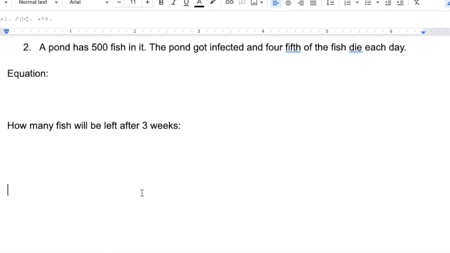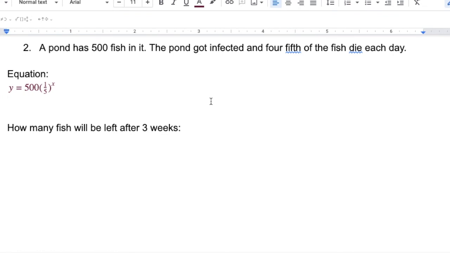All right, next example. A pond has 500 fish in it. The pond gets infected, though, and 4/5 of the fish die each day. Which equation represents this? This is the right equation. Y equals 500 times 1/5 to the power of x. If the pond's infected and 4/5 of them are dying, you don't put 4/5 here, because that's not how many you have left, that's how many you're losing. So you have to take the whole 100% and minus away 4/5 of them.